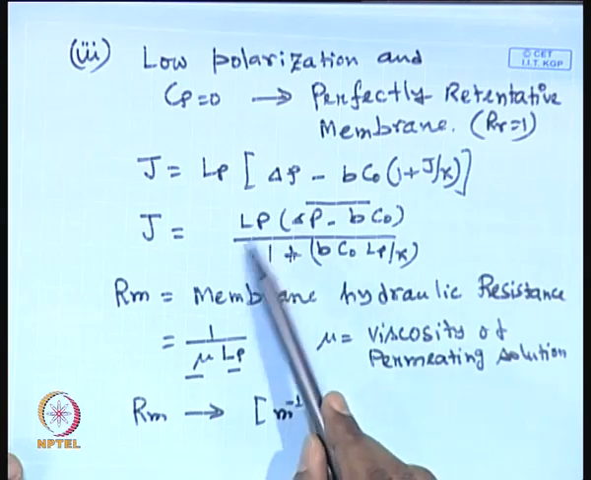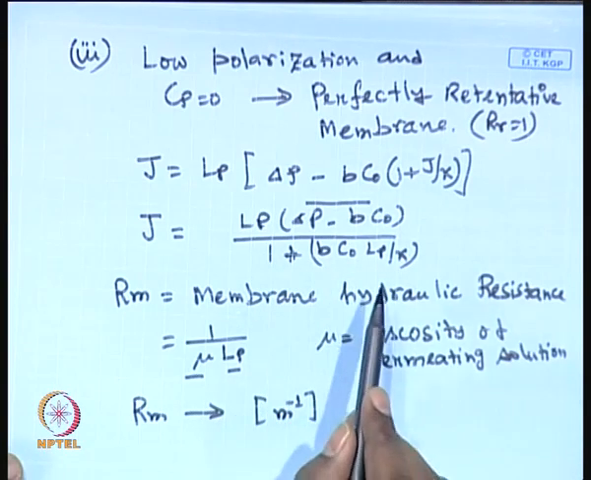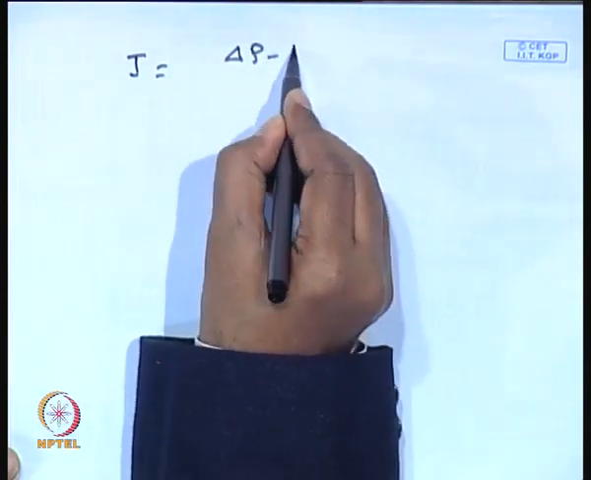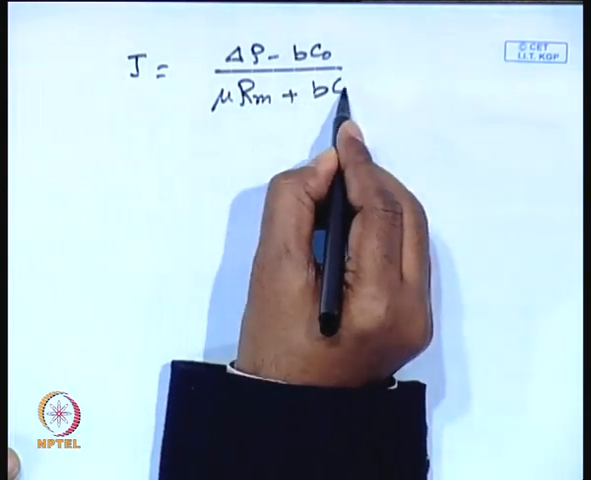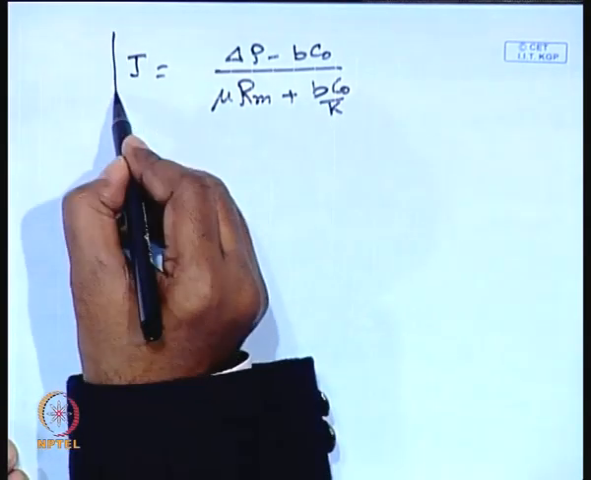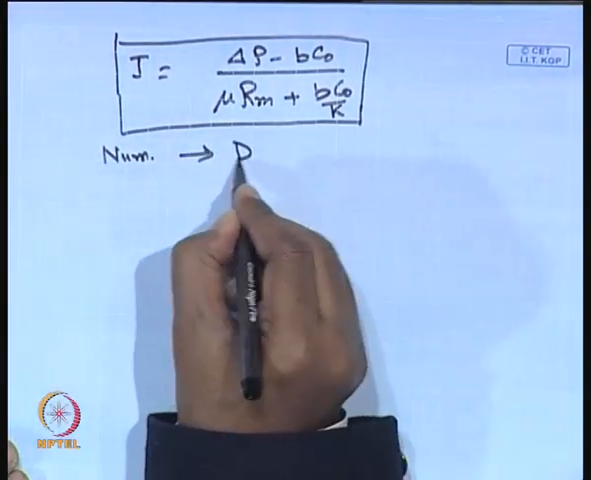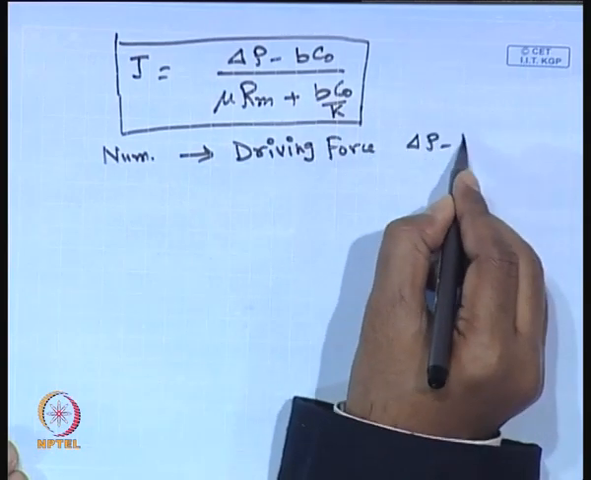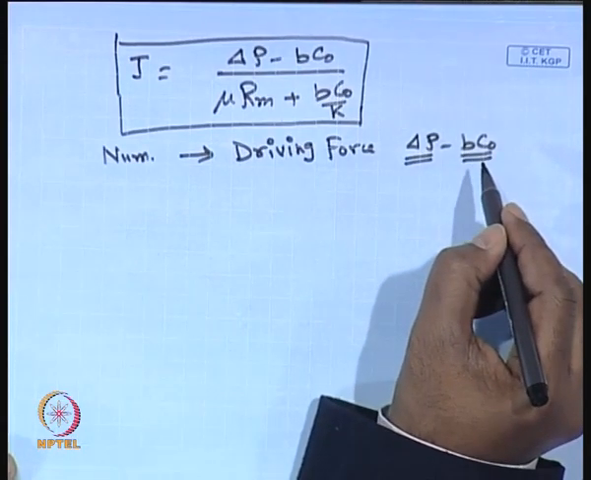Now, if I substitute Lp in terms of membrane resistance, the whole denominator can be divided into two resistive terms. Let us substitute and see what we get. You will get J is equal to delta P minus B C naught divided by mu times Rm plus B C naught by K. The numerator gives the driving force, delta P minus B C naught. The driving force actually is delta P, reduced by the osmotic pressure contribution from the feed concentration.